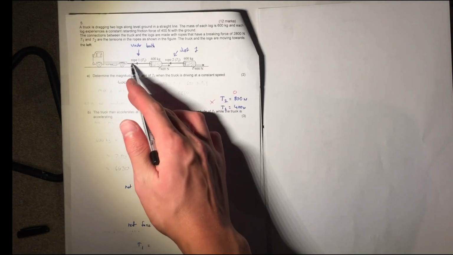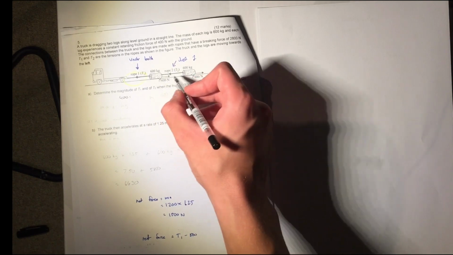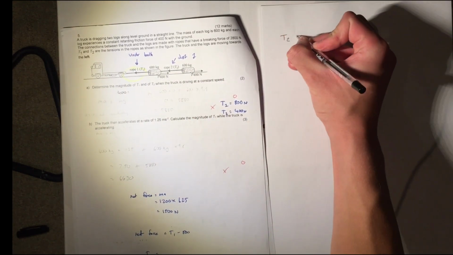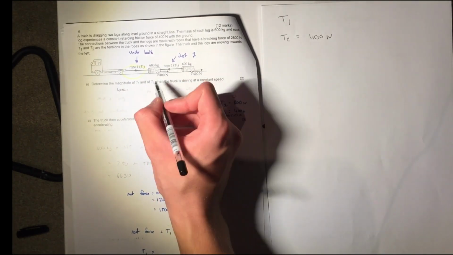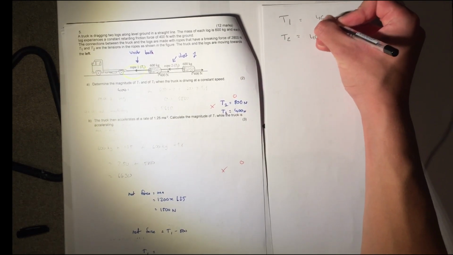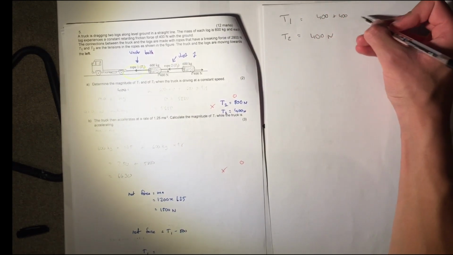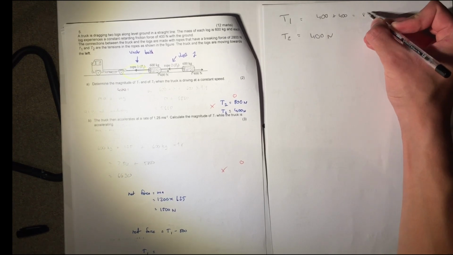Oh yes, okay. So, simples. This rope is trying to pull both this log and this entire mass, while this rope is only trying to pull this one. So the tension on rope 2, T2, equals that 400 newtons there. And then for T1, because this is pulling both this one and this one, 400 plus 400 equals 800. So T1 is 800 newtons total.